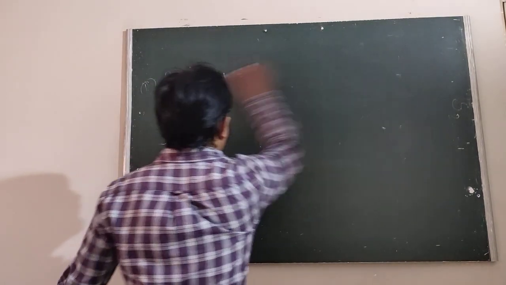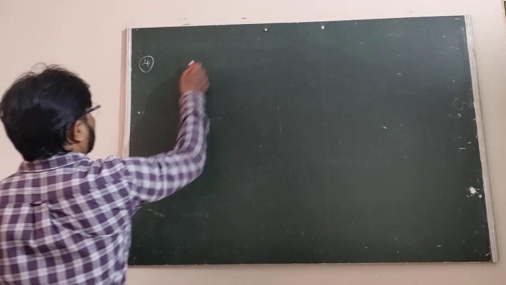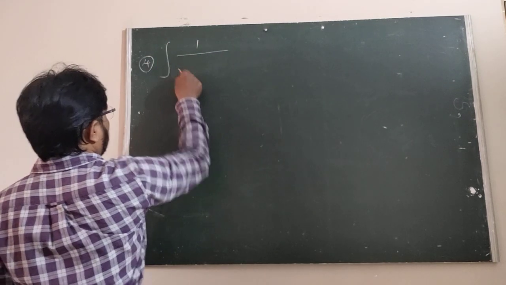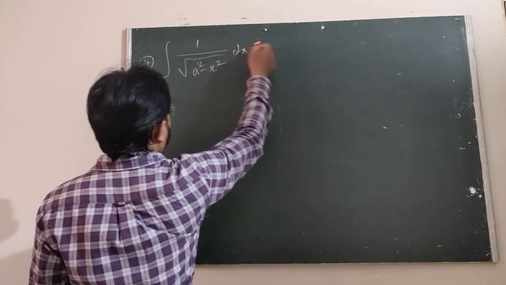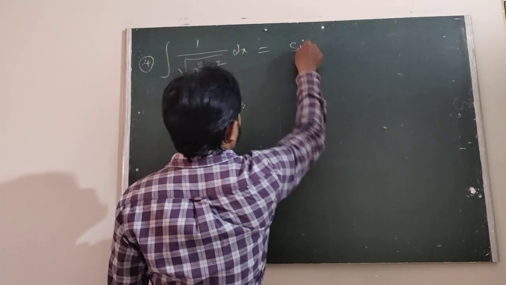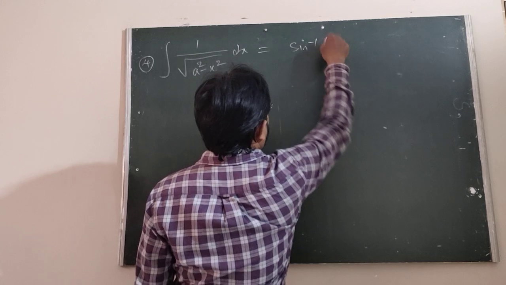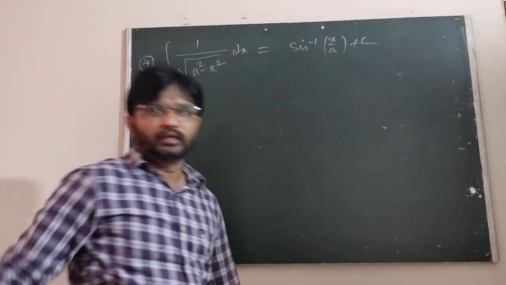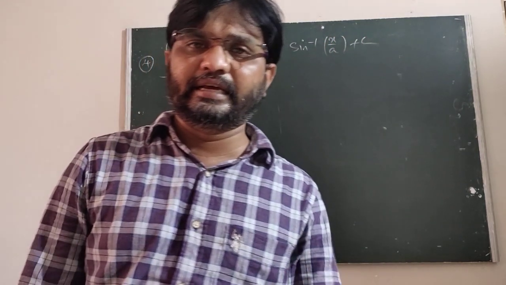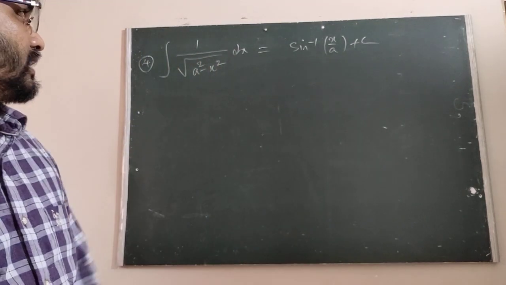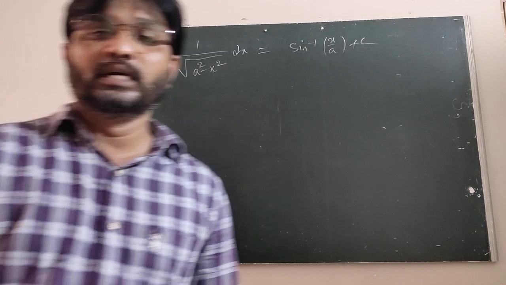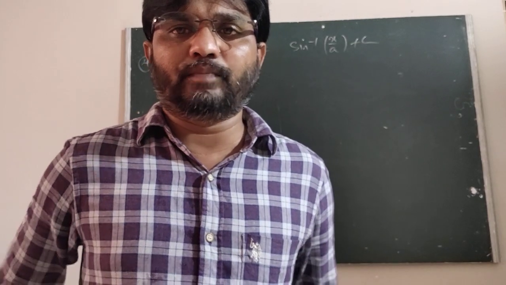Now the fourth one is to evaluate the integral 1 upon under root a square minus x square dx, which is of the form sine inverse of x by a plus c. Therefore, the integral 1 upon under root a square minus x square dx is equal to sine inverse of x by a plus c.